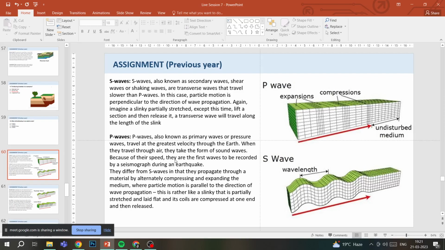So P waves, also called primary waves or pressure waves, travel at the greatest velocity through the earth. When they travel through air, they take the form of sound waves, and because of their speed, they are the first waves to be recorded by a seismograph during an earthquake. They differ from an S wave in that they propagate through a material by alternately compressing and expanding the medium, where particle motion is parallel to the direction of wave propagation.